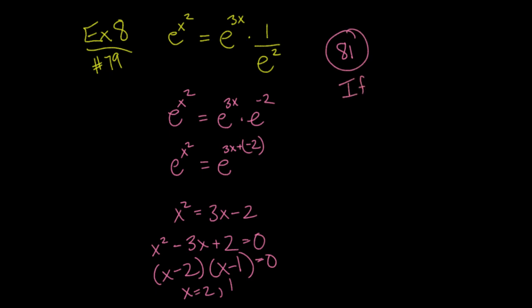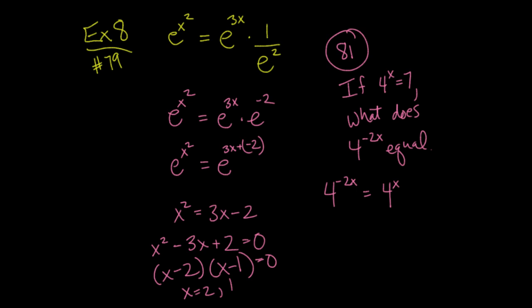Basically, it's saying, if 4 to the x equals 7, what does 4 to the negative 2x equal? So you take this 4 to the negative 2x and you think about how can I get 4 to the x from that? Well, you have to remember your laws of exponents. So I'm going to rearrange this as 4 to the x and I'm going to raise it to the negative 2 power. Check and make sure you understand that when you raise a power to a power, it's x times negative 2. You multiply, so that would be negative 2x, right?